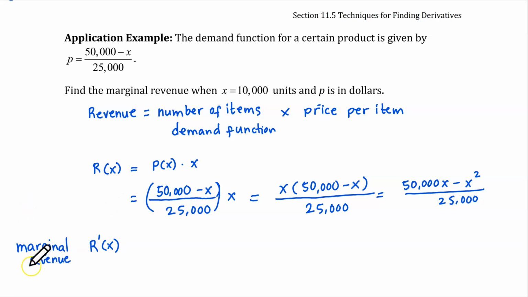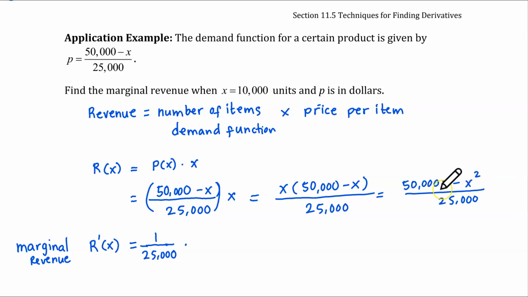Whenever you see the word marginal, that means the derivative. So if you have marginal cost, that means the derivative of the cost function. Here we have marginal revenue, so it's the derivative of the revenue function. Now using the properties of derivatives, this one is just constant, so we have 1 over 25,000. You can take out the constant.